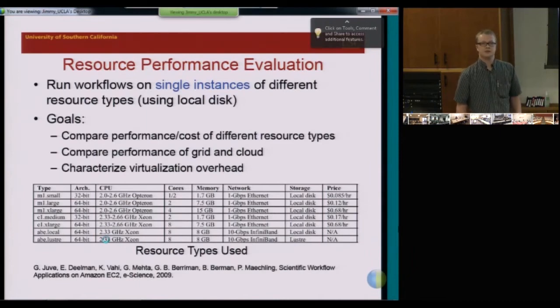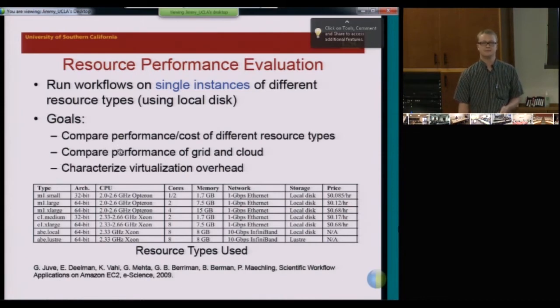So the first study we did was the resource performance evaluation. This was focused on looking at the different VM types. Amazon provides a dozen different virtual machines that are configured with different amounts of memory and CPU. We wanted to look at how workflows perform on different ones, and whether there is a way to map: this is my application requirements, and this is the virtual machine I should use.